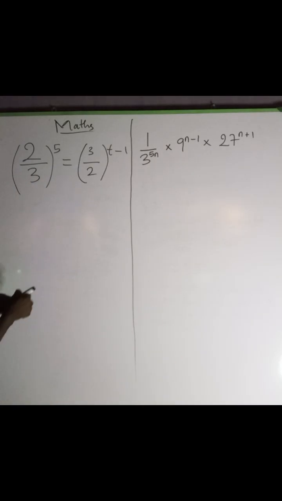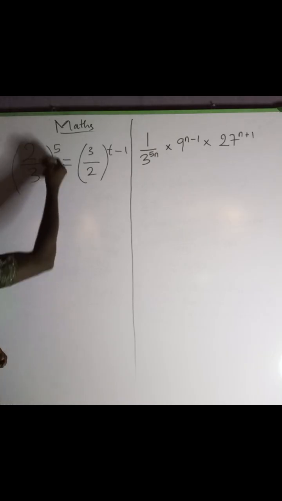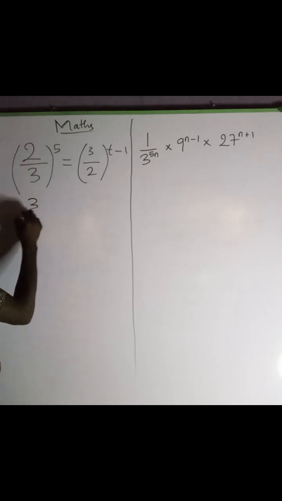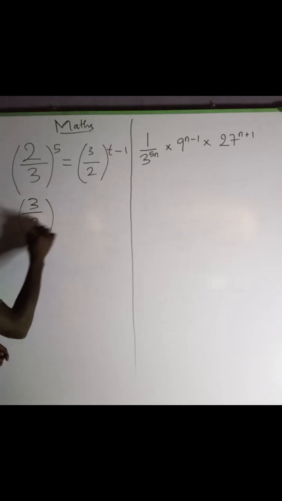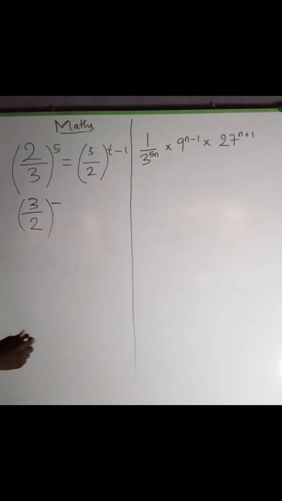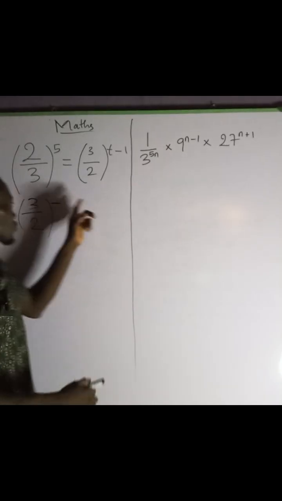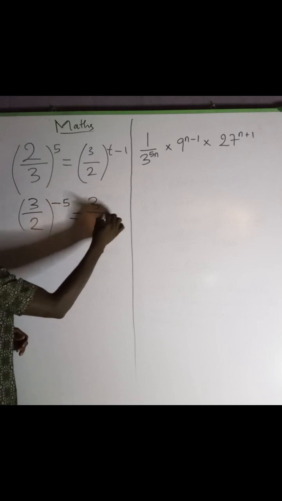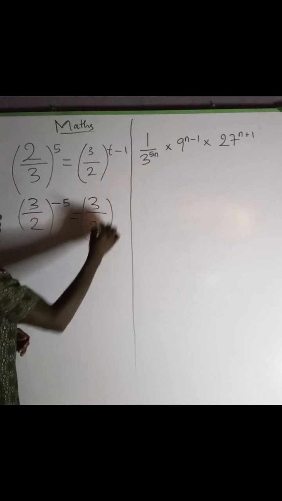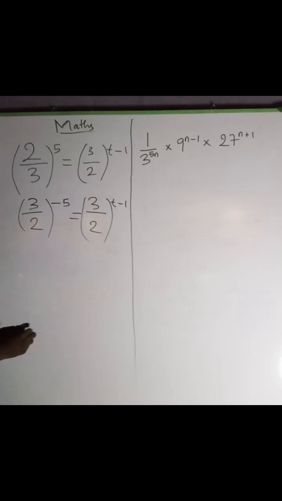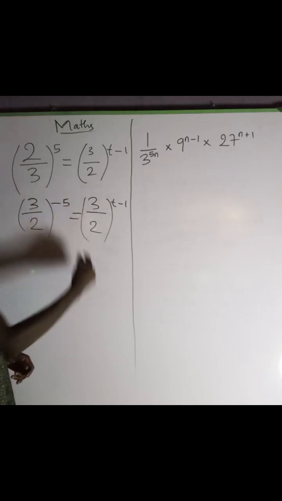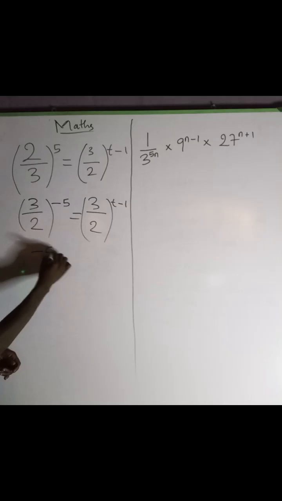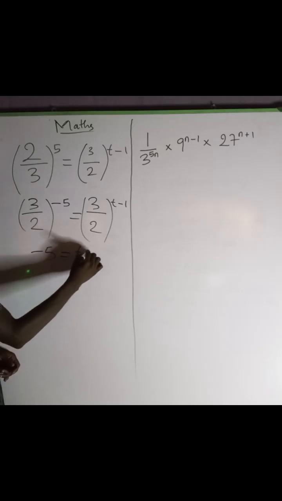But for this one, what happens is that you flip this 2/3, the 3 goes up and the 2 comes down: 3 over 2. Once you flip it, you interchange it, and a minus will come here. So you now have 3/2 raised to power minus 5 equal to (3/2)^(t-1). Now if you see, the bases are now the same. Because the bases are the same, you can cancel out the bases and then equate only the powers. So now we have minus 5 equal to t minus 1.